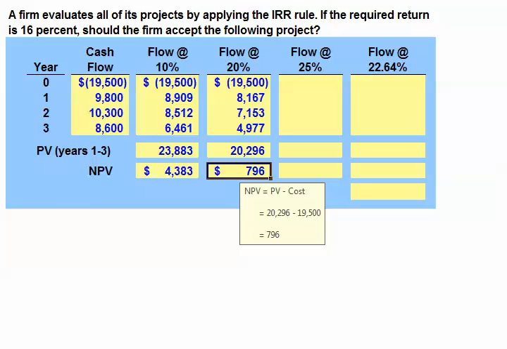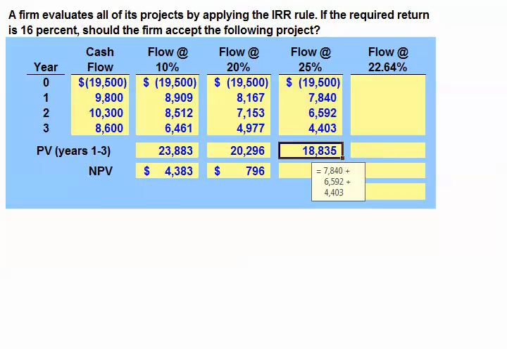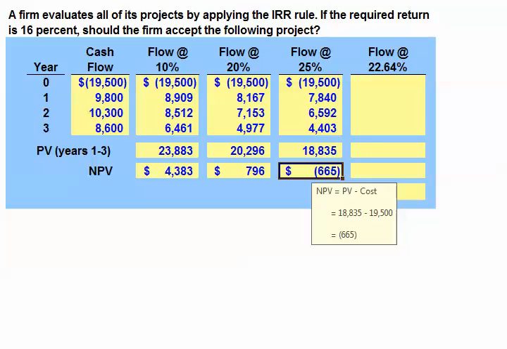We're getting closer, but our interest rate is still a bit too low. Let's try a 25% interest rate. At a 25% interest rate, we'll go ahead and calculate the present value of all those cash flows. The sum of the present values for years 1 through 3 is $18,835. When we subtract the initial cost of $19,500, we get a net present value of negative $665. This means the 25% interest rate is too high, and we would want to try a slightly lower guess.